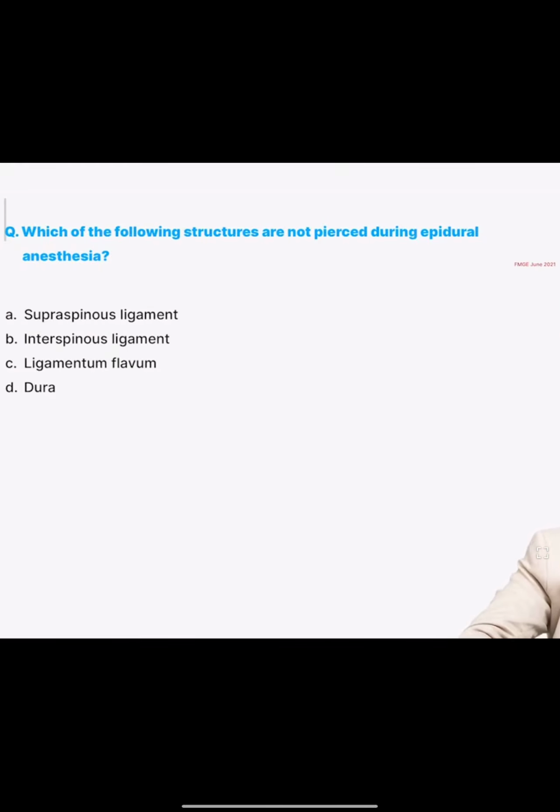Next, which of the following structures are not pierced during epidural anesthesia? In epidural, what are the structures which are not pierced? As you are passing the needle, again, we have to remember, just for epidural, you have to remember this only. So first layer is skin, subcutaneous tissue, supraspinous ligament, interspinous ligament, ligamentum flavum. Once you puncture the ligamentum flavum, you are in the epidural space. So what is not pierced over here? Basically, the dura mater is not pierced. Supraspinous, interspinous, ligamentum flavum, all are pierced. Dura mater is not pierced.